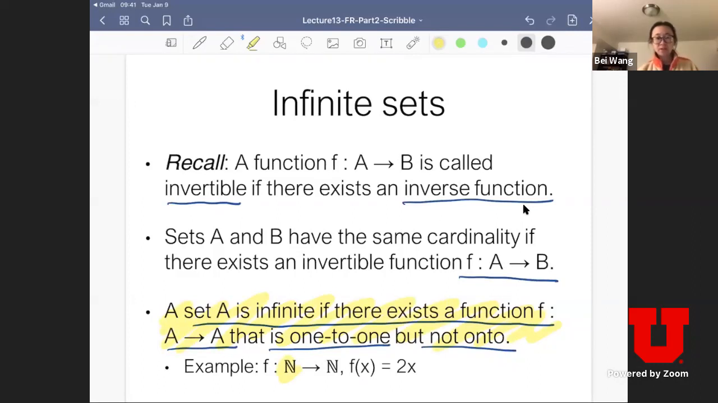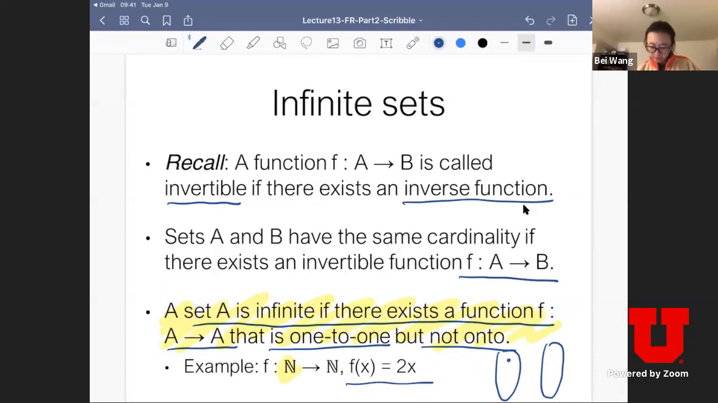If I want to show this is infinite, we can design a function f(x) = 2x. And we know this function is one-to-one, but not onto. So why is that?